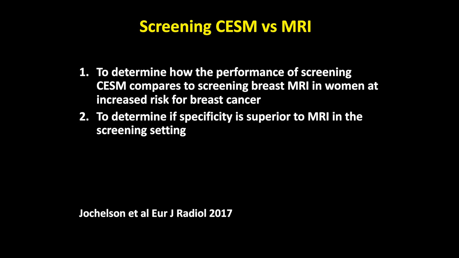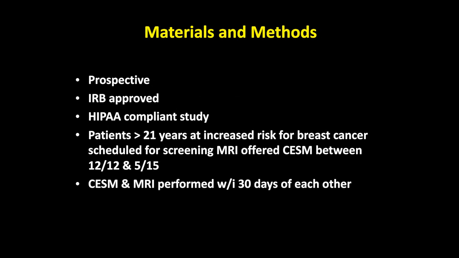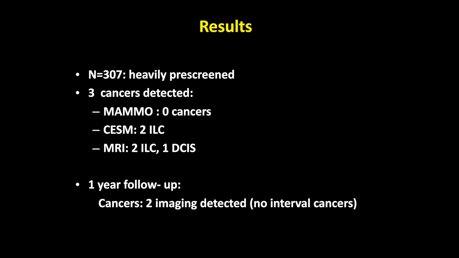It was a prospective IRB-approved trial, and we allowed women greater than 21 years within the trial, and they had to have their contrast mammo and MRI within 30 days of each other. So this was a very heavily pre-screened population. They had all had multiple screening MRIs, and therefore, the good news for them, there were very few cancers. The bad news for us, there were only 3 cancers upon which to base our data.